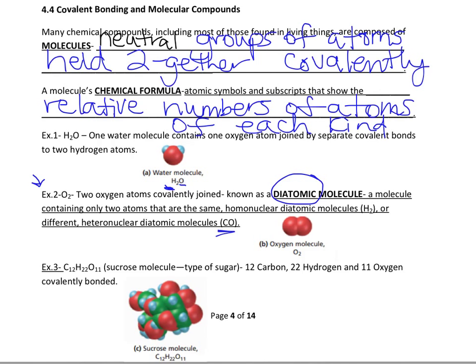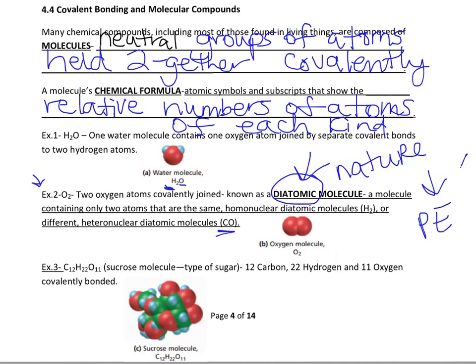But a lot of molecules, especially the gases, the nonmetals, will be found as diatomic molecules in nature because that's where they have the lowest potential energy. Remember that. I'm going to be coming back to that over and over and over again.